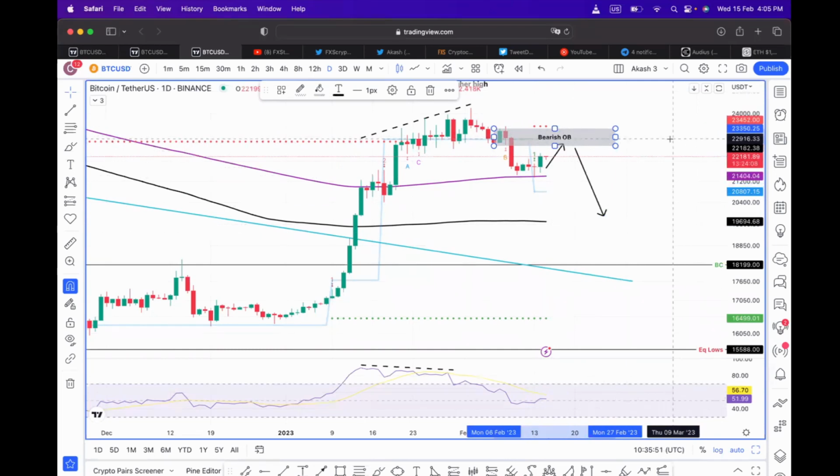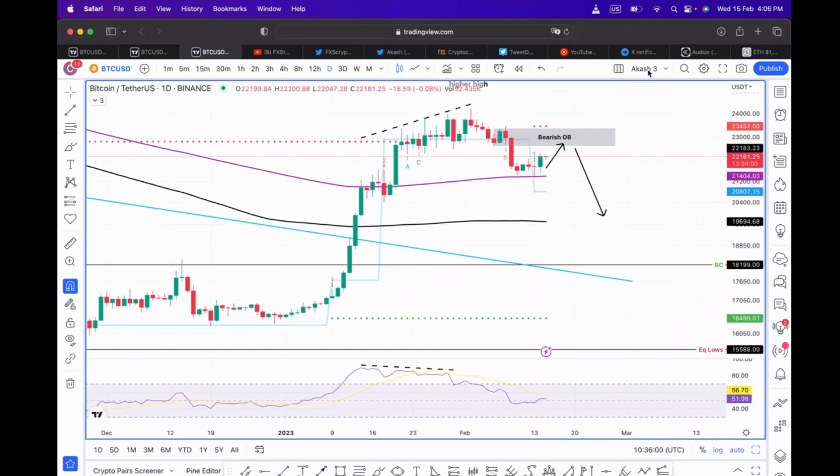But if we flip 23K, I'm cutting all my short positions, and I'm going to sit on the sidelines and wait for a bullish confirmation to long, right? So to sum up the Bitcoin analysis: on a higher time frame, I am bullish. On a daily time frame and anything lower than that, I am bearish. I'm expecting the price to go down to 19K.